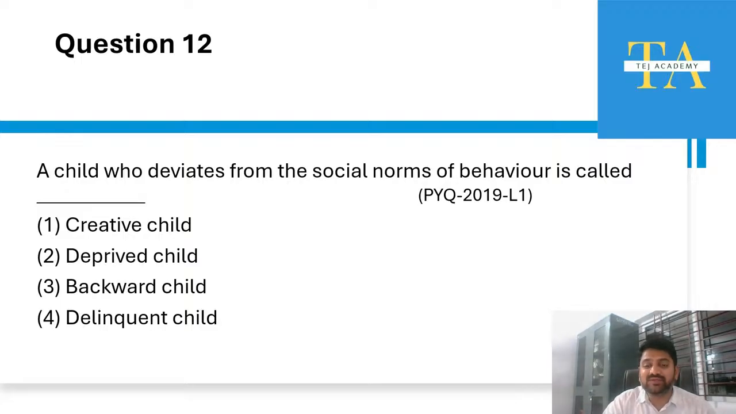Deprived means somebody who do not have a sufficient food or sufficient money, they are called as deprived. Backward, who are belongs to certain inaccessible things, they are called as backward. The fourth option, please do remember the meaning of delinquent, the one who do not follow the norm, one who break the norm, one who break the law is known as delinquent. So option 4 is the correct one.